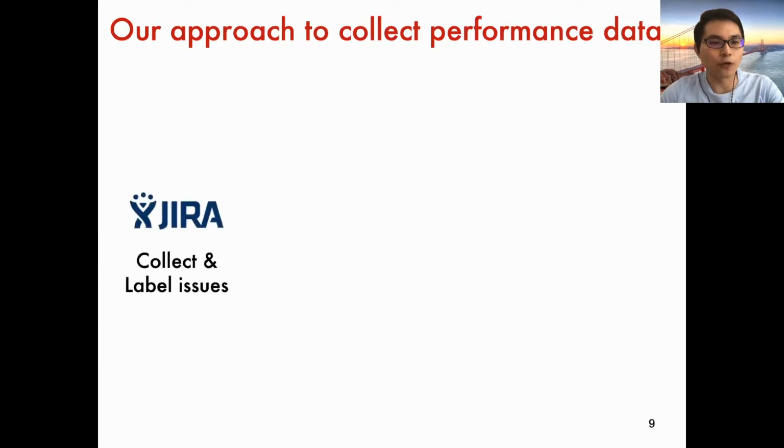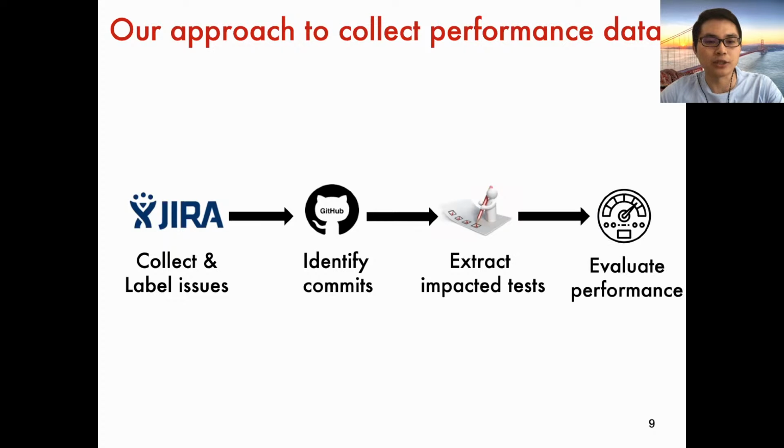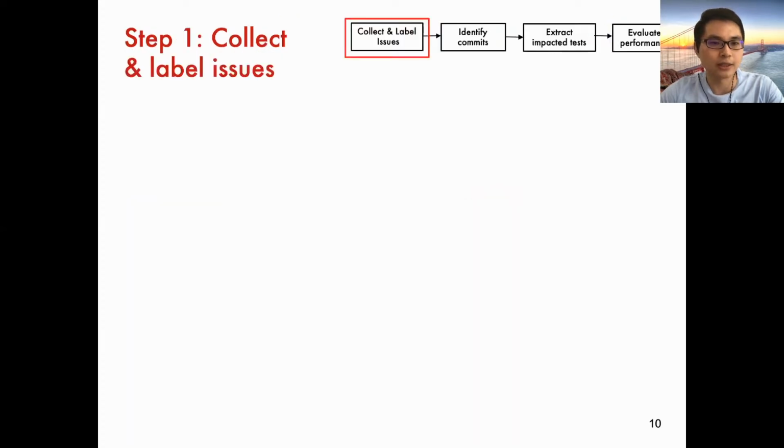First, we will collect and label the performance issues from the issue tracking system. Next, we will identify the commits that fix these performance issues. After that, we will extract the impacted tests. When we have the impacted tests, we run all the tests and evaluate the performance. Next, we are going to talk about the details of each step. The first step is to collect and label issues.